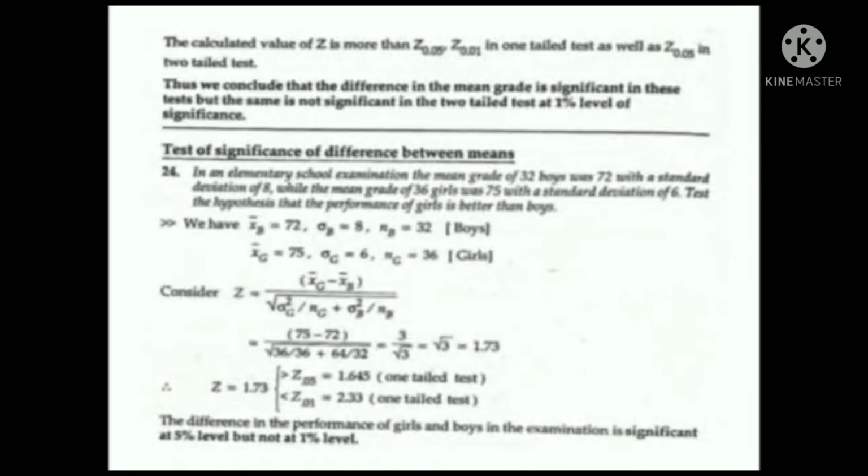Okay, students, now let us see an example to test the significance of difference between the means as a practical problem. Consider this problem. In an elementary school examination, the mean grade of 32 boys, the number of boys is 32 here, was 72 with a standard deviation of 8, while the mean grade of 36 girls was 75 with a standard deviation of 6. Test the hypothesis that the performance of girls is better than boys.